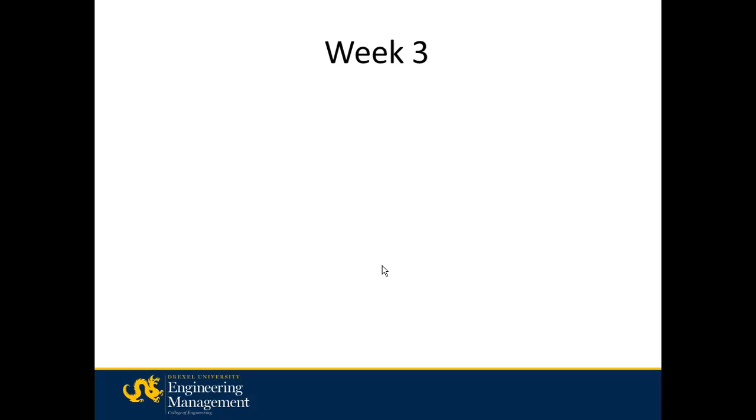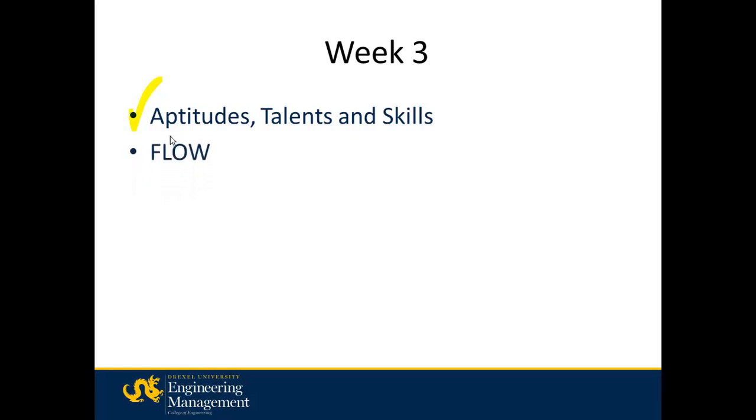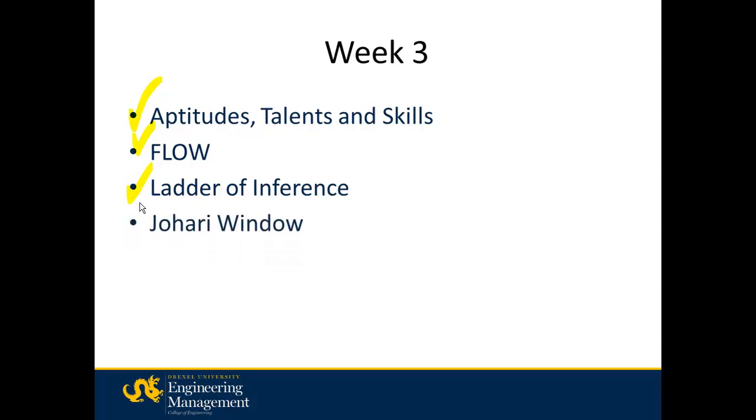There will be 5 objectives that we will discuss. First, to talk about aptitudes, talents, and skills. Second, the concept of flow. Third, we'll introduce you to the ladder of inference if you haven't seen this already in the 5th discipline book. Fourth will be the Johari window. And finally, we'll close the session with next steps.